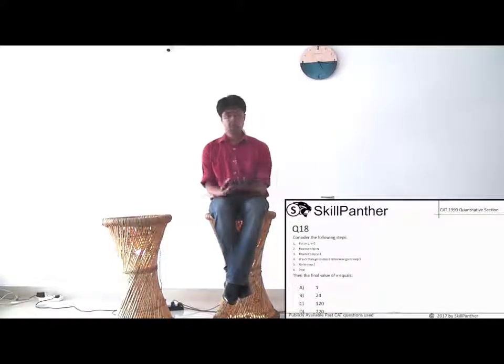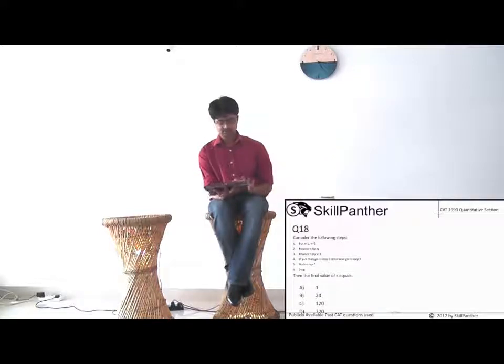Moving on to question number 18. This is rather easy because we just need to follow instructions. That's all they're checking here. Can you follow instructions correctly? X equal to 1, y equal to 2. Step 2. Replace x by xy. Xy is equal to 2 right now. X now becomes equal to 2. Replace y by y plus 1. Y is equal to 2 right now. Y becomes 3. Okay. So x equal to 2, y equal to 3.